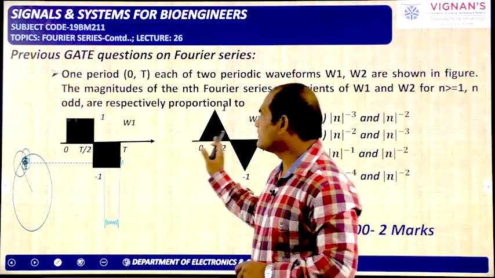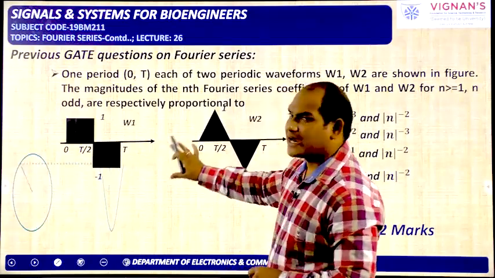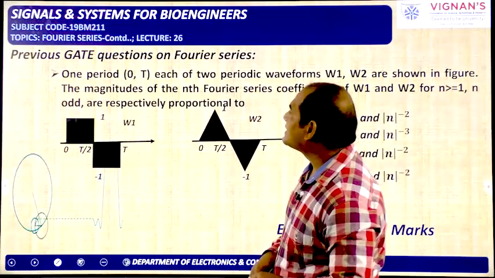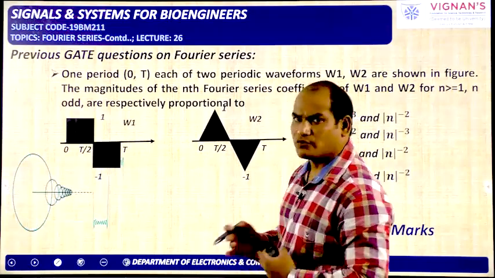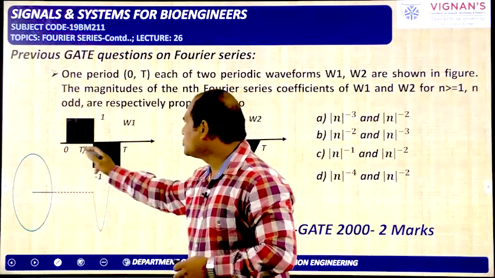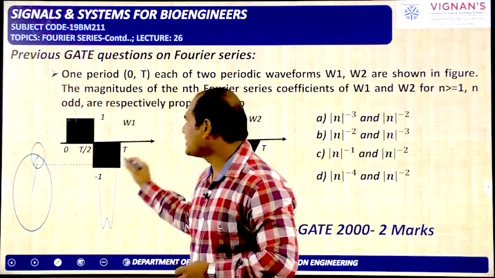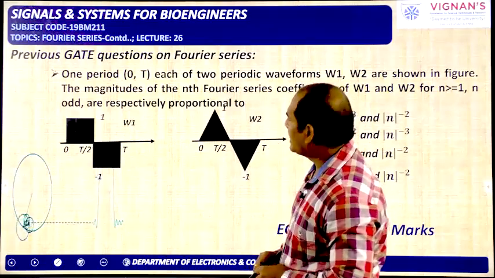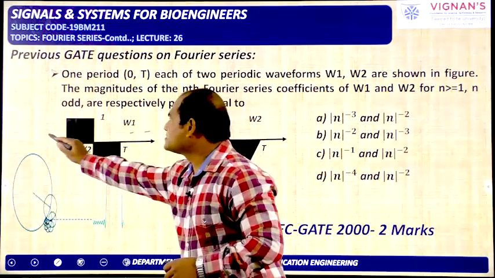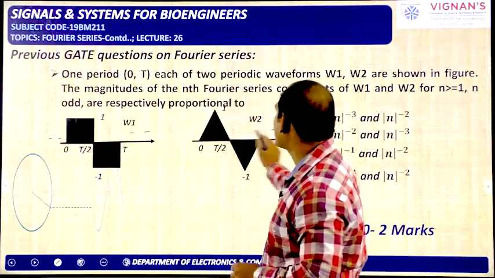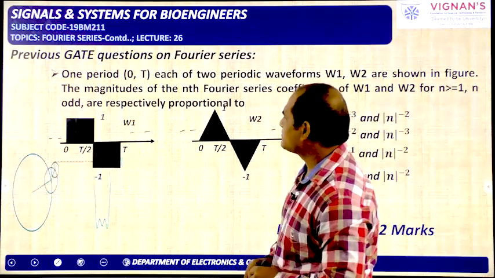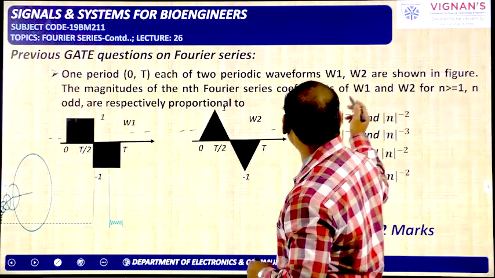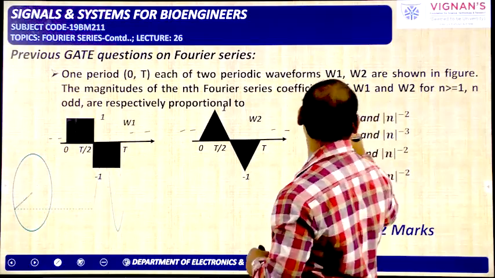So two waveforms they have given, and they have mentioned these are the two periodic waveforms. One is W1 and the second one is W2, and the representations they have given only for one period, that is from 0 to T. So from 0 to T, waveform 1 is available like this, and from 0 to T waveform 2 is available like this. Okay, and these waveforms are continuing like this. This pattern is continuing like this because these are periodic signals.